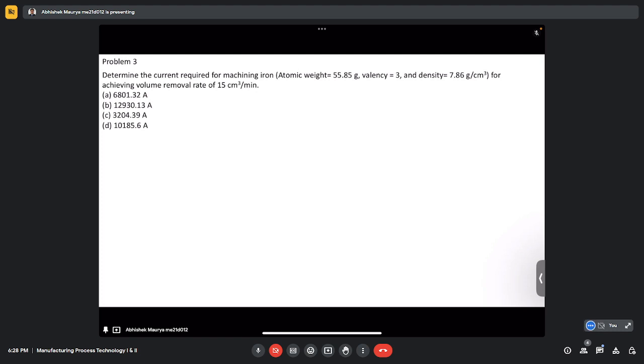Okay, so here let's try to understand what has been asked in the problem. Determine the current required for machining iron. Atomic weight is given, valence is given, density is given, for achieving a volume removal rate of 15 centimeter cube per minute. So what do we have to find out? We have to find out the current.